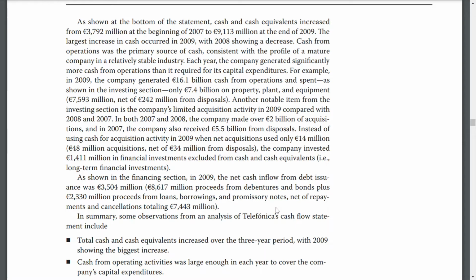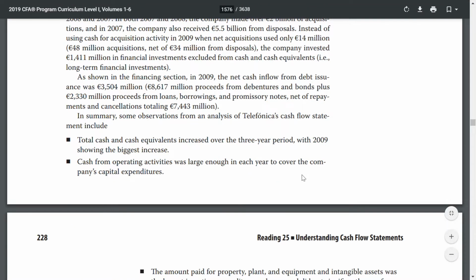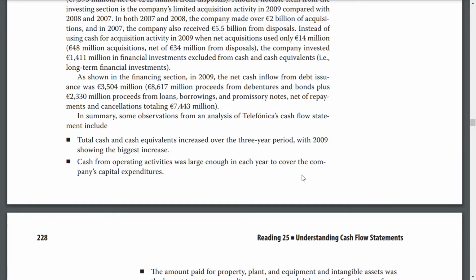Instead, the company invested 1,411 million in financial investments excluded from cash and cash equivalents. As shown in the financing section, in 2009, the net cash flow from debt issuance was 3,504 million euros. In summary, some observations from the analysis of Telefónica's cash flow statement include that total cash and cash equivalents increased over the 3-year period, with 2009 showing the biggest increase.